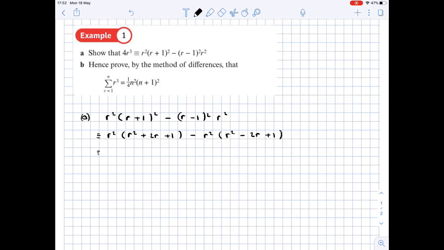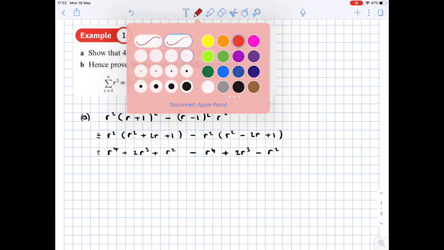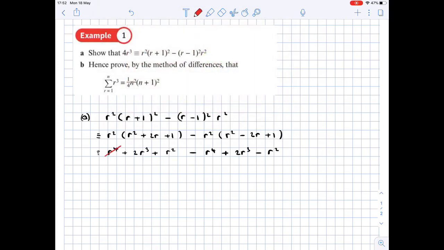Expanding those out gives us r to the 4 plus 2r cubed plus r squared, minus r to the 4 plus 2r cubed minus r squared. At this point, hopefully you can see r to the 4 minus r to the 4 cancel. Positive r squared minus r squared cancel, leaving us with 4r cubed, which is what we were looking for. So as required.